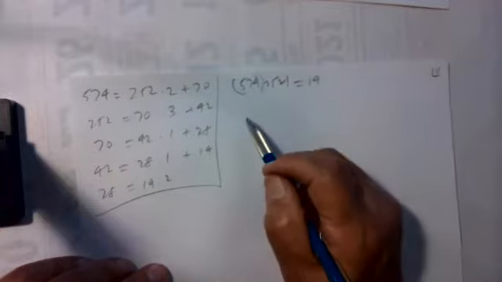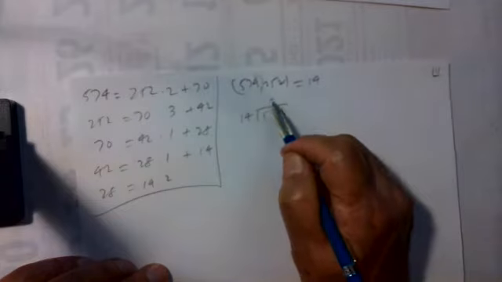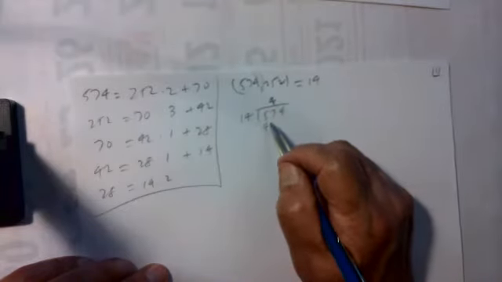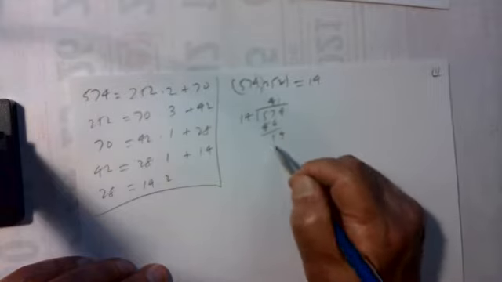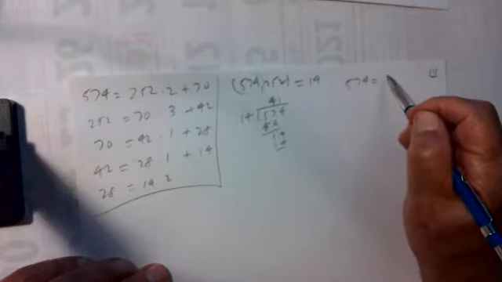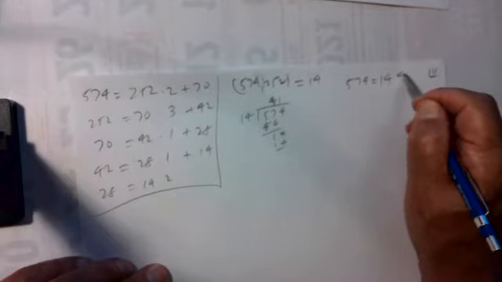Let's just double check this. If you divide 14 into 574, this goes four times. Four times 14 is 56, 14, 1, 14. So 574 is 14 times 41.